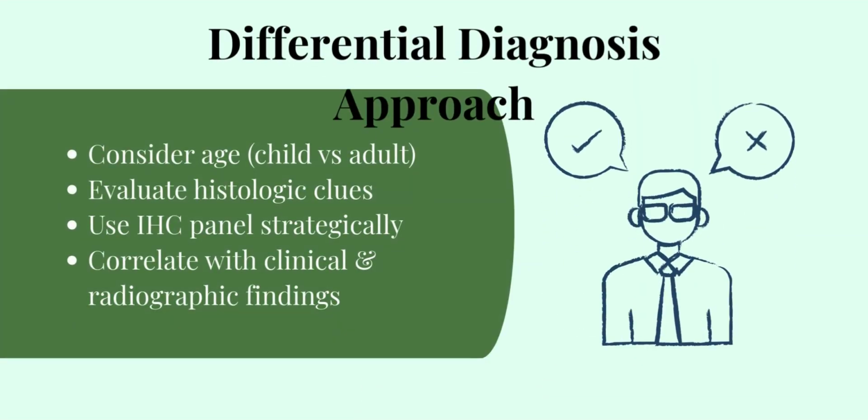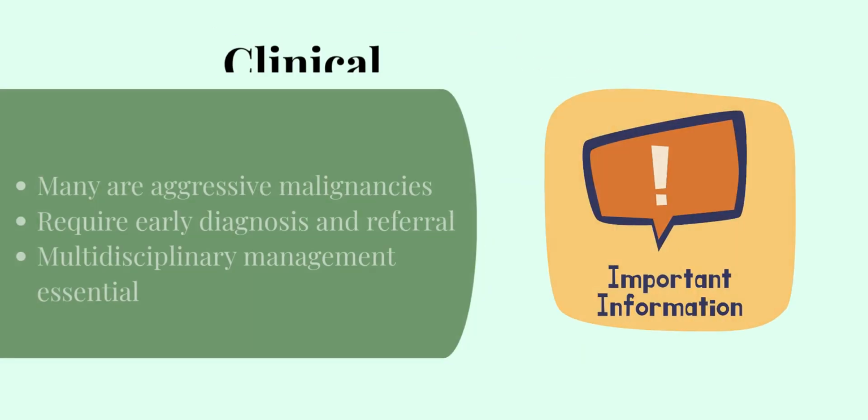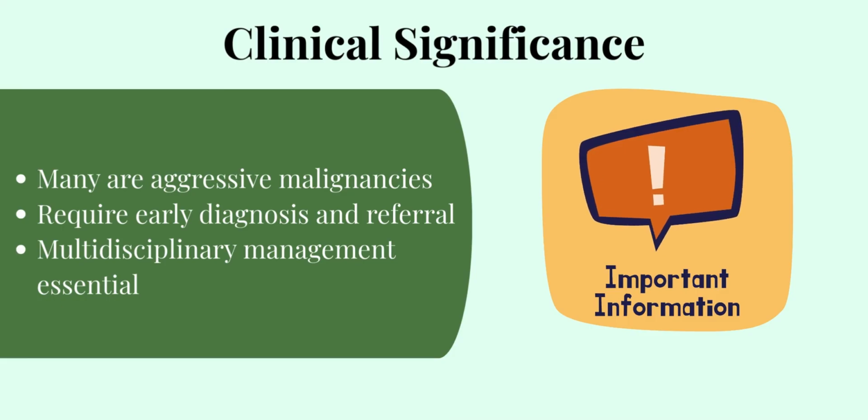To differentiate round cell tumors, always consider a systematic approach. Evaluate the patient's age, look for the key histological clues, use IHC panels, and integrate clinical and radiographic findings. This structured method helps narrow your diagnosis efficiently. Most round cell tumors are aggressive malignancies, requiring rapid diagnosis and coordinated treatment. Early identification and referral can make a significant difference in patient outcomes.